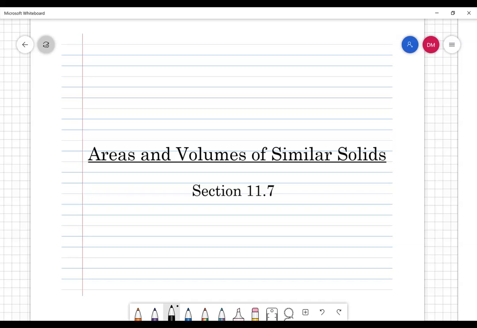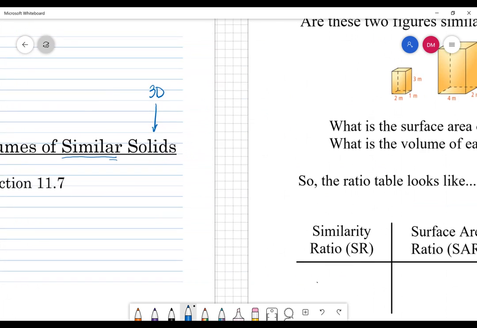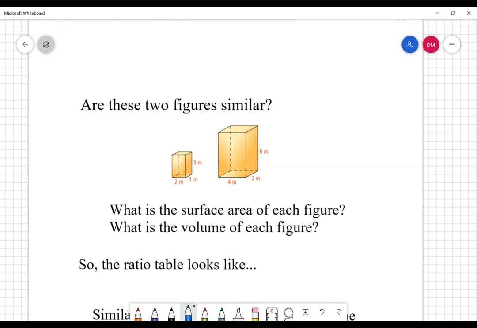Section in chapter 11, which is areas and volumes of similar solids. So if we have learned anything this semester, I would say similarity has been a big one. And here we're talking specifically about solids, which is referring to the three-dimensional figures we've been studying in chapter 11. So a lot of our previous knowledge of similarity is going to come into play, and then we're just going to expand on it here.